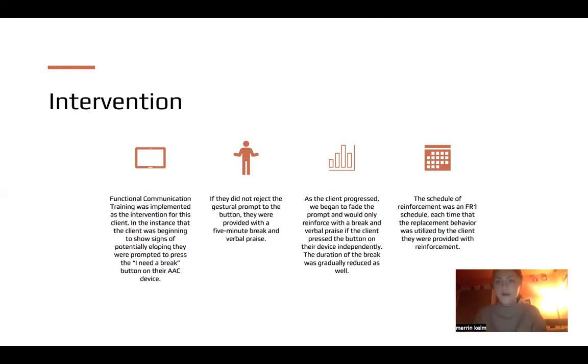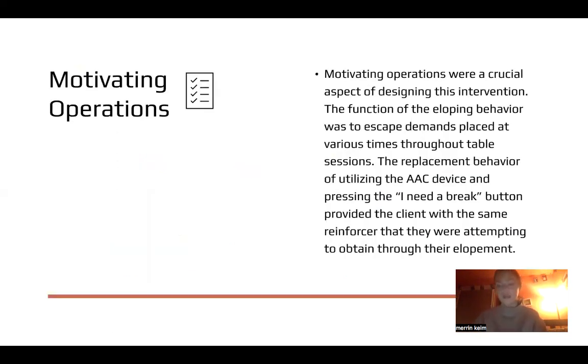This was continued through, but as I stated, the duration of the break was dwindled down. So motivating operations were huge in this instance. Obviously the function of the behavior was to escape the demands being placed at various times throughout any table work that was being done. So that escape function of the behavior was really focused upon within the designing of this intervention.